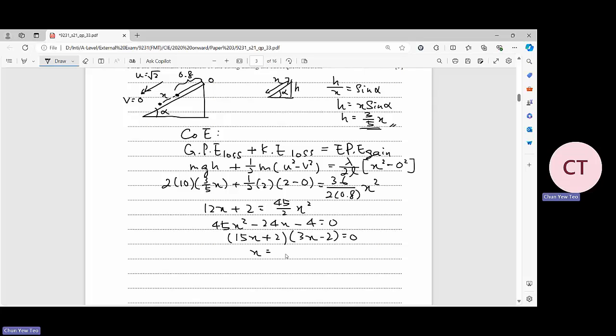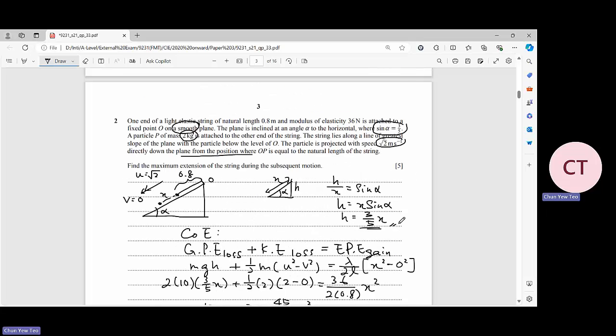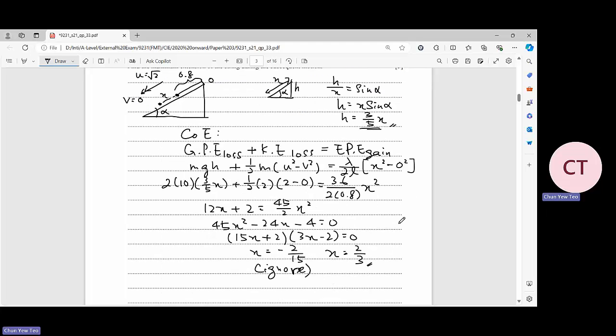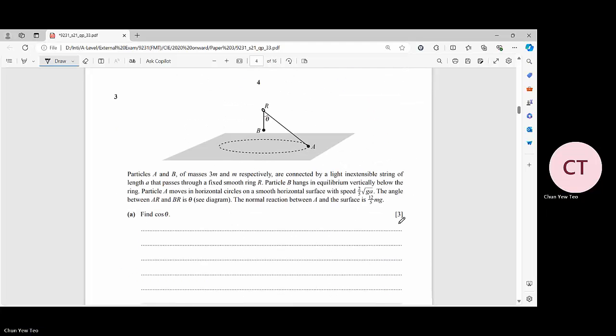So your x is equal to negative 2 over 15. Your x is equal to 2 over 3. Obviously, the negative value needs to be ignored. Okay? Therefore, your answer for x will be 2 over 3. That's all. That will be the answer for question number 2. Okay, and we move on to question number 3.